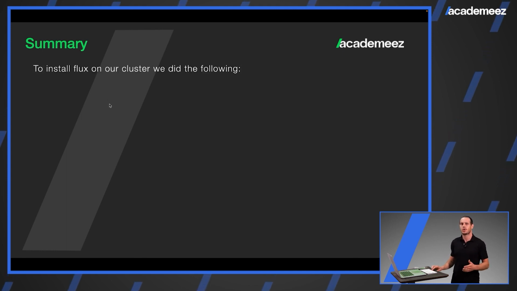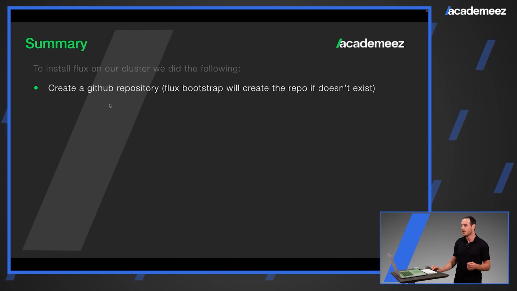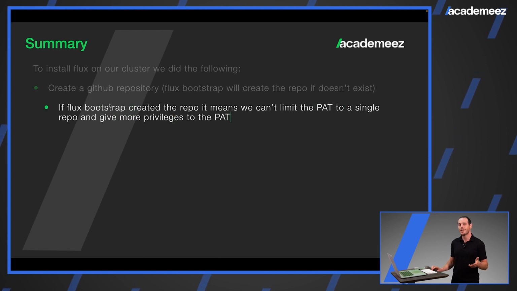So just to summarize what we've been through in this lesson, we installed Flux, and to install Flux on our cluster, we did the following things. We created a GitHub repository. By the way, if that GitHub repository does not exist, Flux will create it for you. I prefer to create the GitHub repository before running flux bootstrap. This way I can limit the personal access token to only allow access to the repository I opened, and I can give fewer privileges to the personal access token. But if you don't have a GitHub repository, Flux will create one for you.